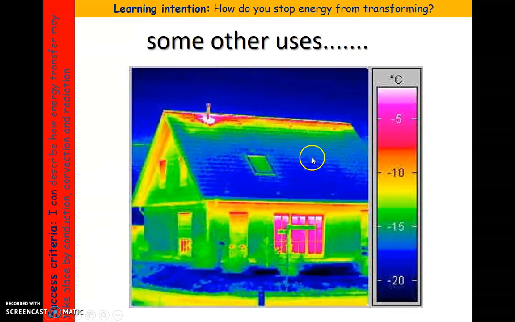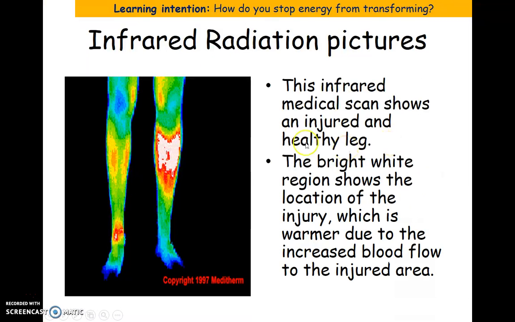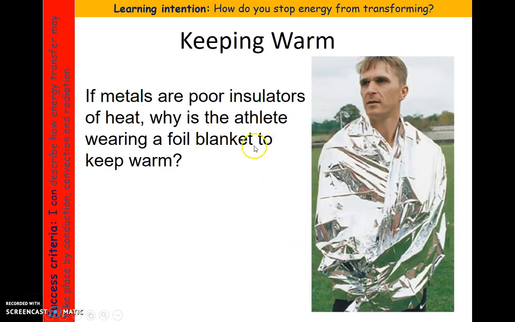So some of the uses of radiation, so we can see this house, and we can use an infrared camera to show us where the hottest parts are. So it is the chimney, the tops of the windows, which is what we learned from convection. Heat rises. And we can see they're losing a lot of energy from here, which is a bad thing. So you can see a deer. You can see where someone's been injured because blood is rushing to that area.